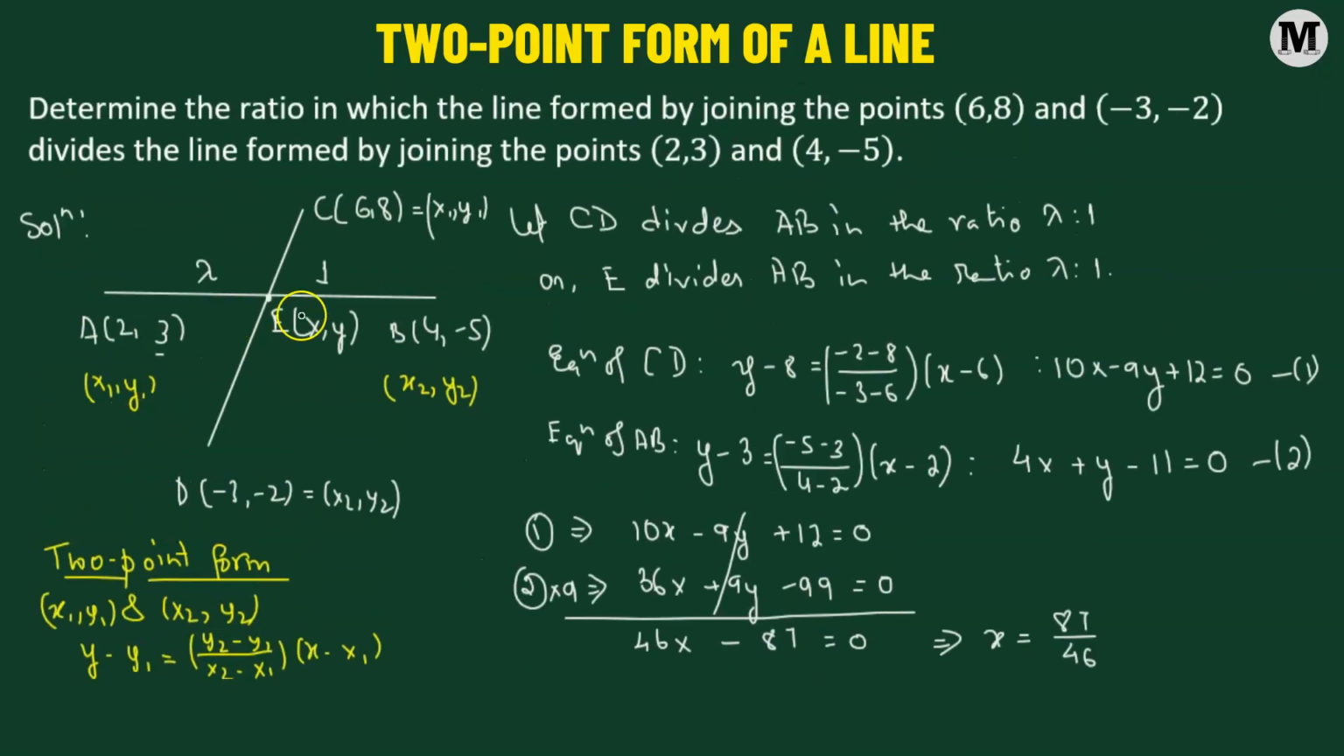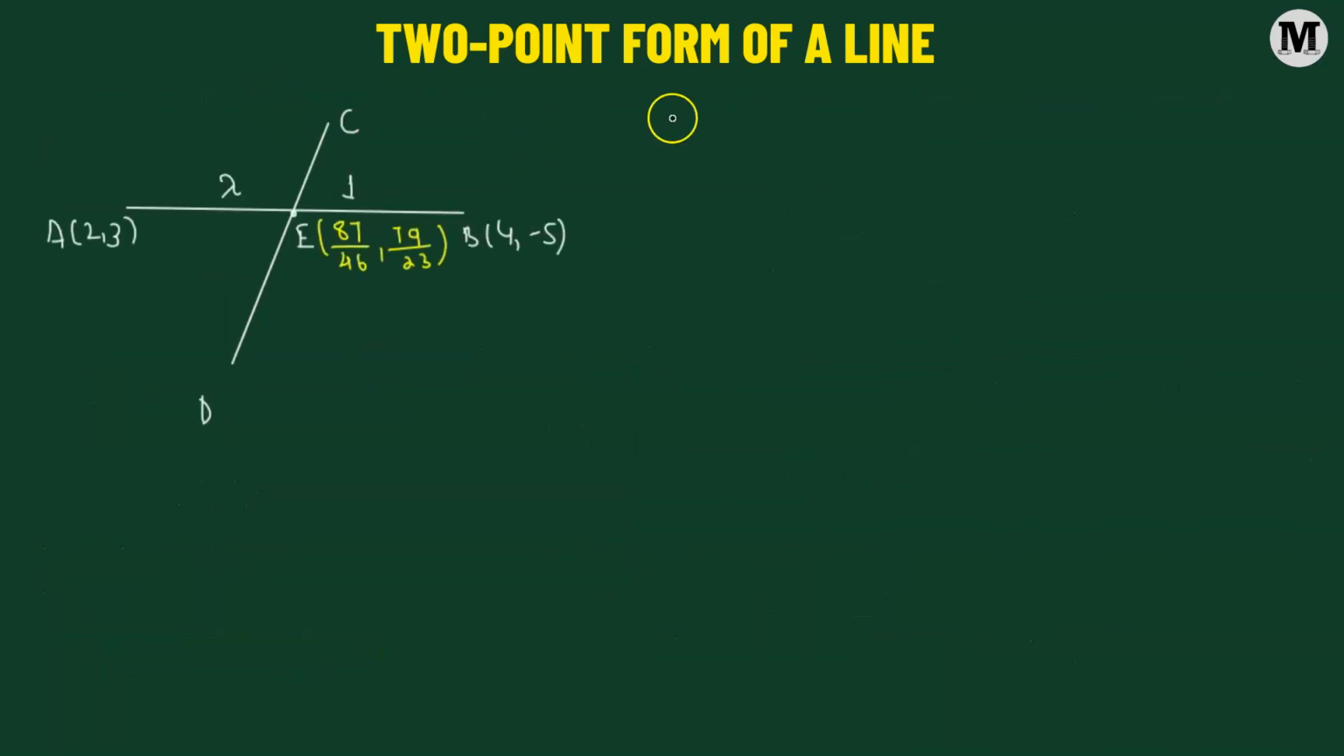So now that we have the coordinate of point E, and we have the coordinates of A and B and the ratio in which E divides AB, we can use the internal section formula to find out the value of lambda. So here, coordinates of point E, that's already given as 87 over 46, 79 over 23. We obtained this value just now. However, we can use the internal section formula to define the coordinates of point E. All we have to do is take lambda and multiply it with B. 1 will get multiplied with A.